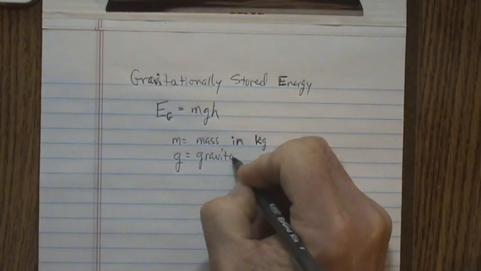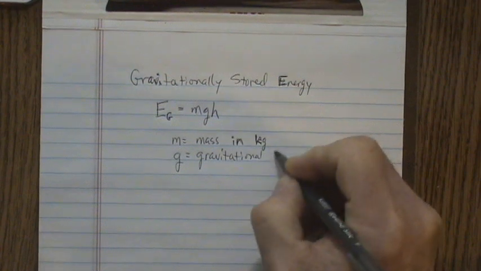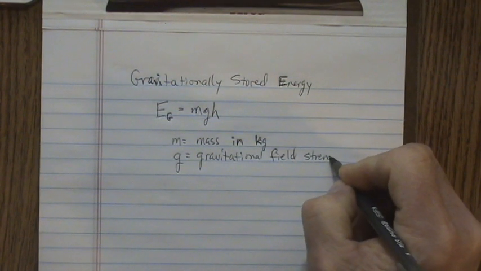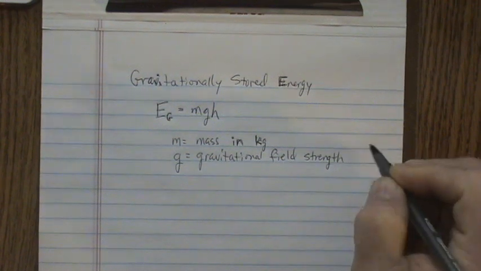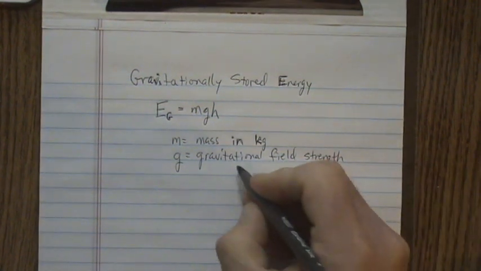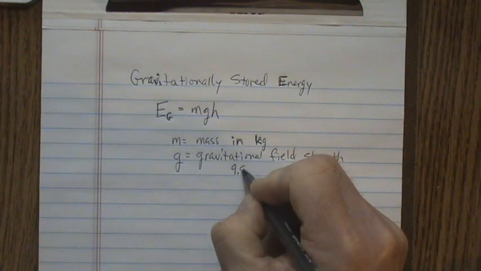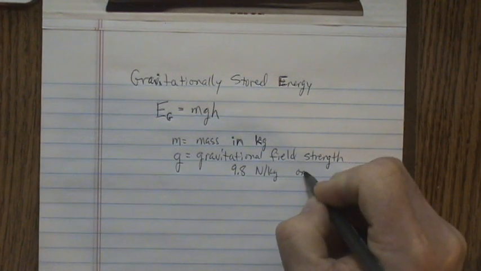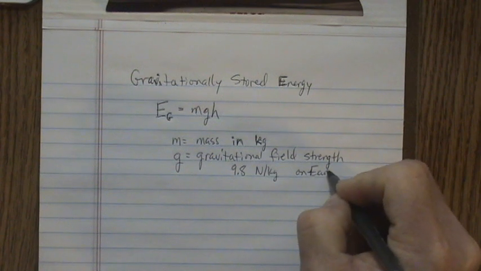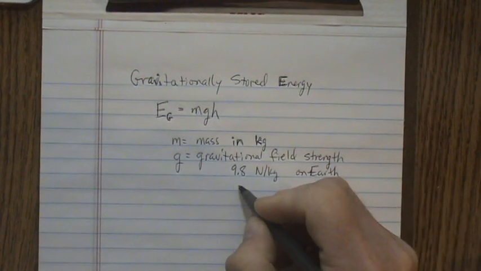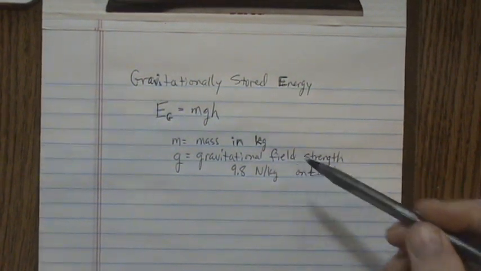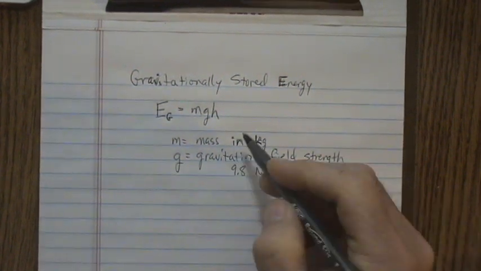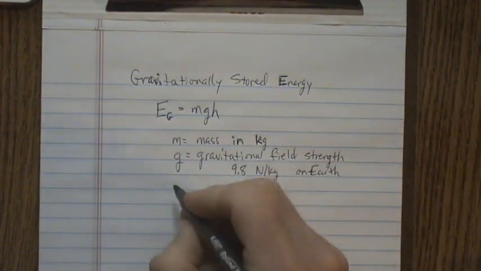G is the gravitational field strength, or gravitational field constant. It's the number we used with gravitational stuff in first semester. It is 9.8, and the units on it are newtons per kilogram on the Earth. We talked about the number on the moon being 1.6 and some other ones, but we will just do these examples all on the Earth. So g will always just be the number 9.8, and that will go in for the g.